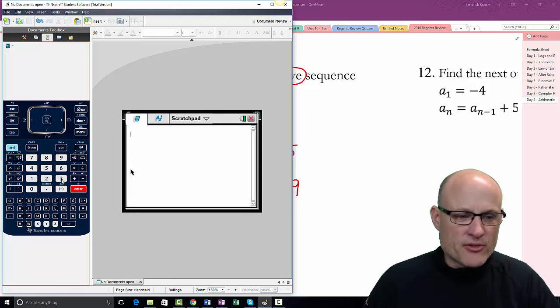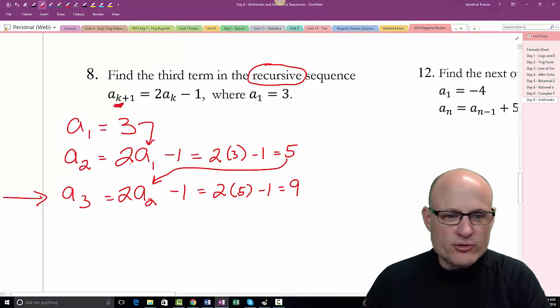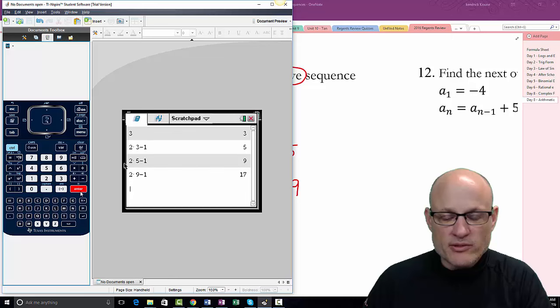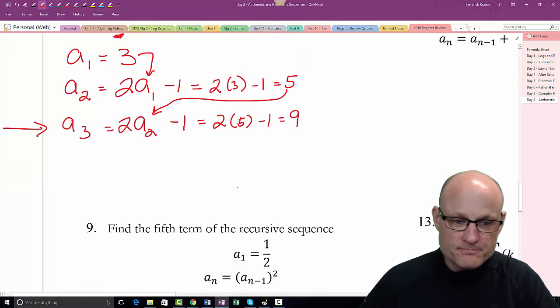If you just type in 3, enter, now 3 is stored as the answer. Then say, okay, I want you to do 2 times the answer minus 1. It does recursion. Great. 5, 9. The next one will be 17, 33, 65, 129. Go ahead and do them all day.